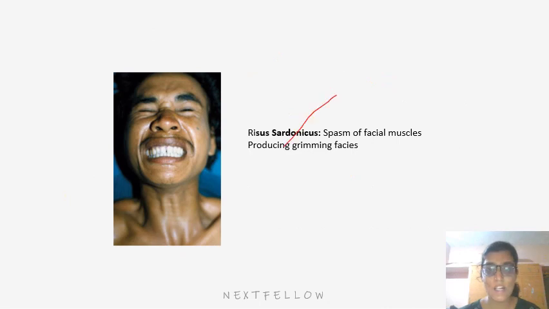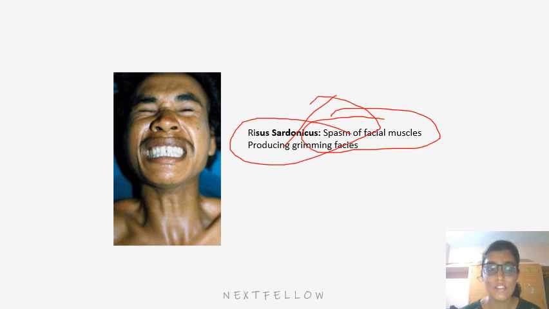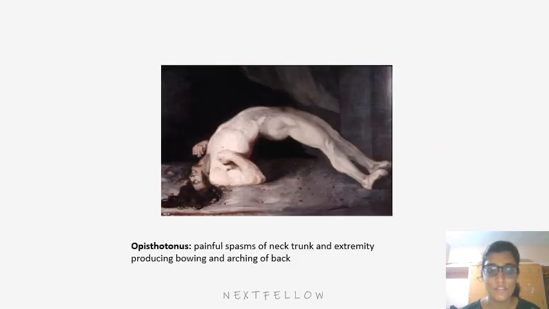So this is risus sardonicus. It is spasm of the facial muscles producing a grimacing facies. And this is a picture of opisthotonus, painful spasm of the neck, trunk and extremity producing bowing or arching of the back.